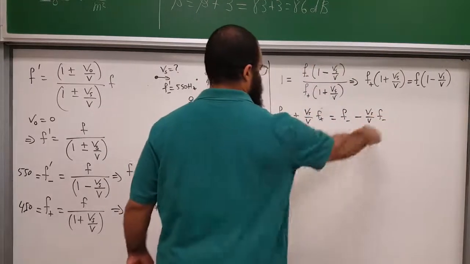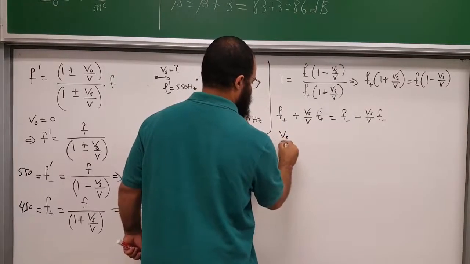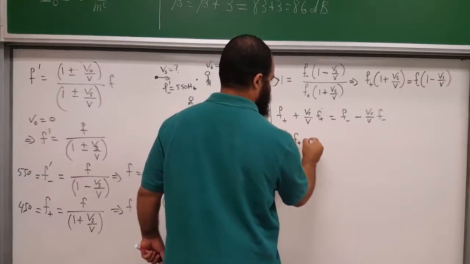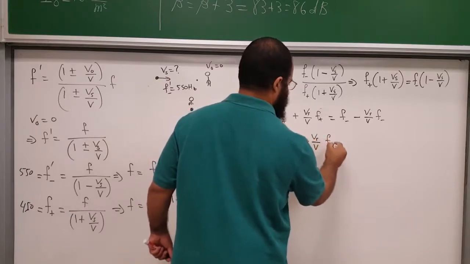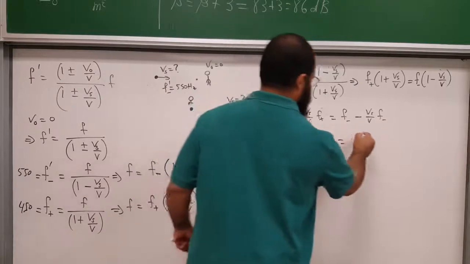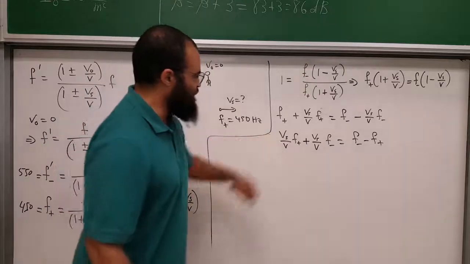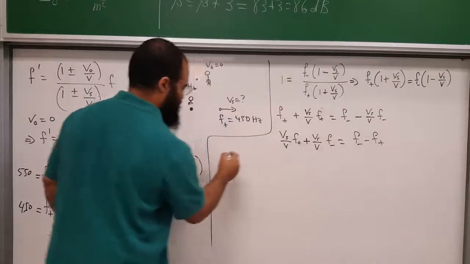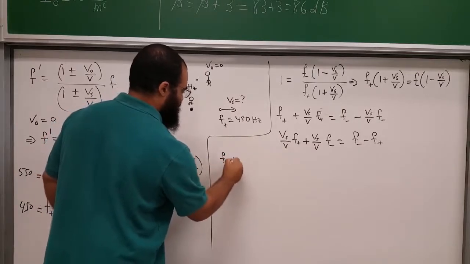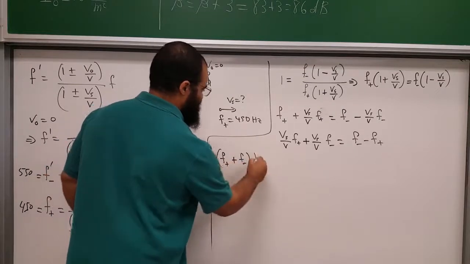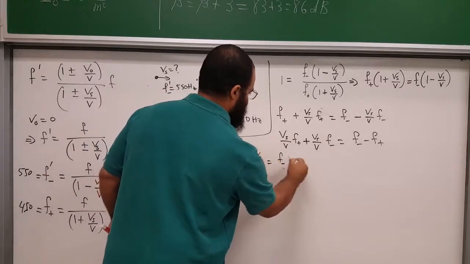Let's move this to this side and this to the other side. So we have Vs over V F plus plus Vs over V F minus will equal to F minus minus F plus. And we will factor Vs over V on both, so we get F plus plus F minus times Vs over V will equal to F minus minus F plus.